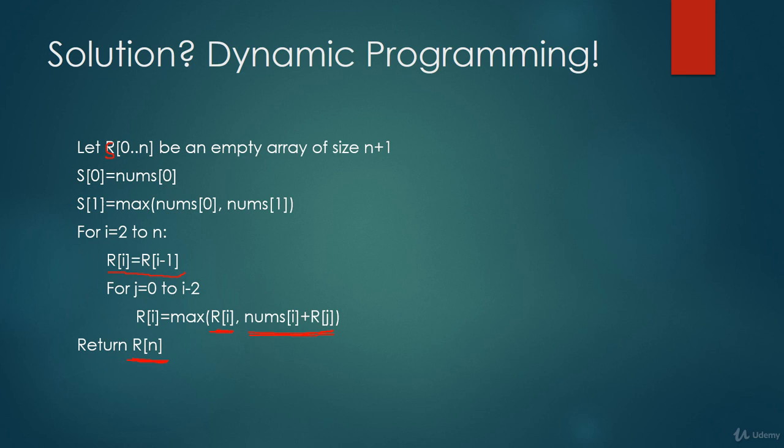But let's analyze the running time of this solution. This loop here is O(n). Similarly, this loop over here, j can be at most n, right? So this loop might take O(n) time. So the overall running time of this algorithm should be O(n squared), which is much better than an exponential solution.